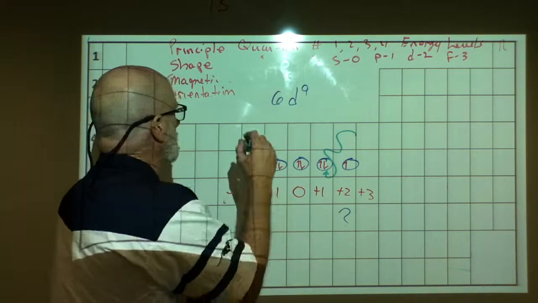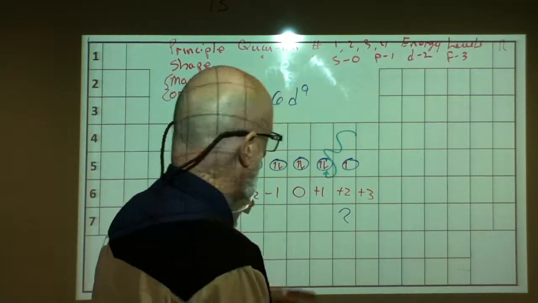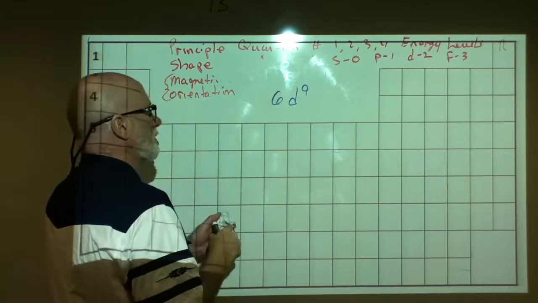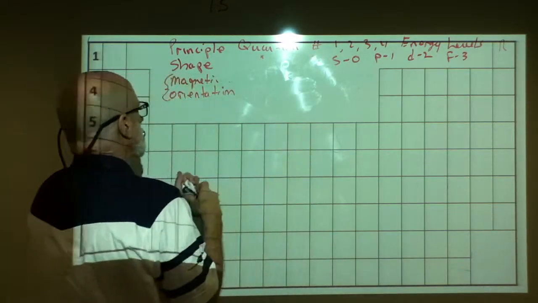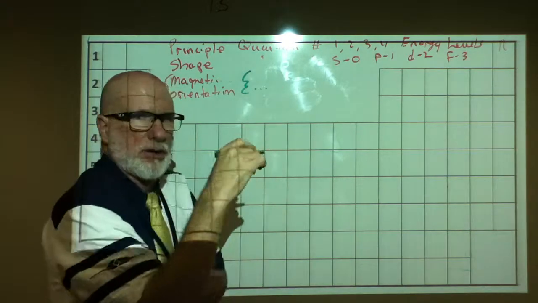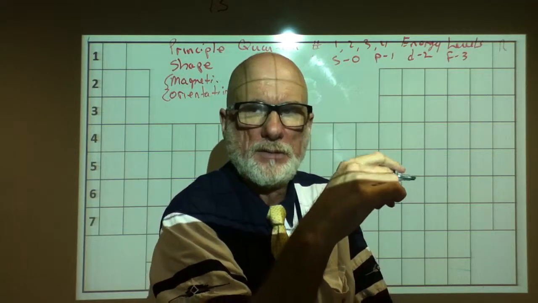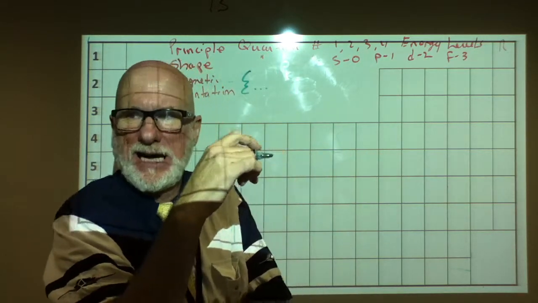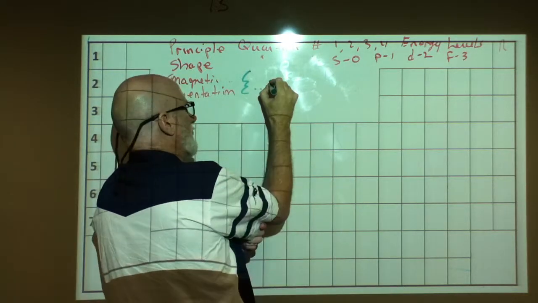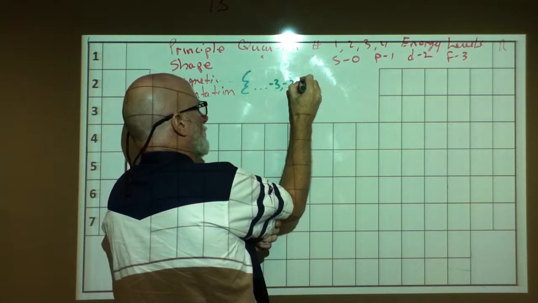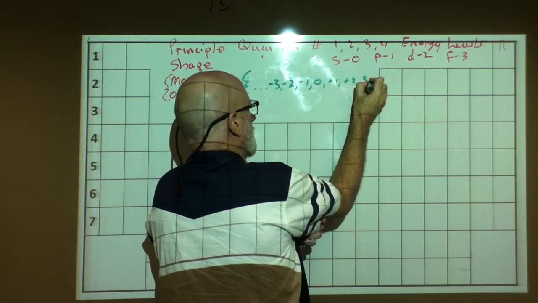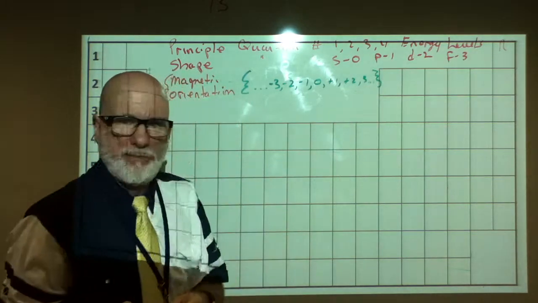So your choices are -3, -2, -1, 0, +1, +2, +3. Okay? You get it? Yes.